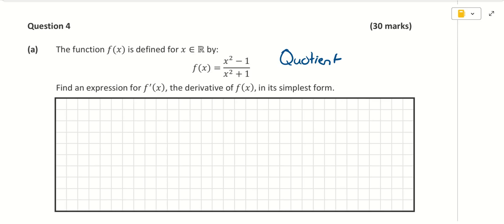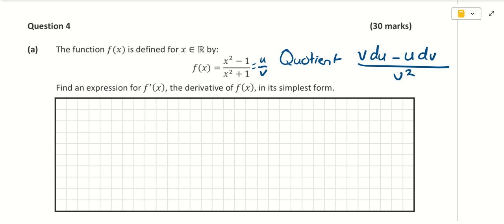So the quotient rule is, we've got the top is u and the bottom is v. Make sure to go to your formula books and it'll have it in a fancier form. But basically the way that I see it is v du minus u dv, all over v squared.